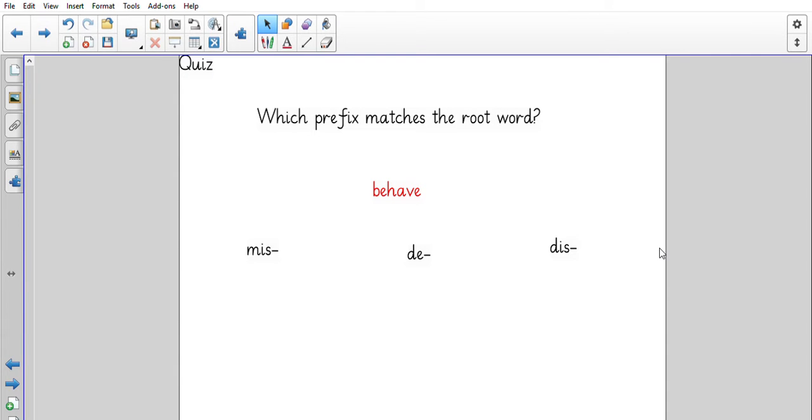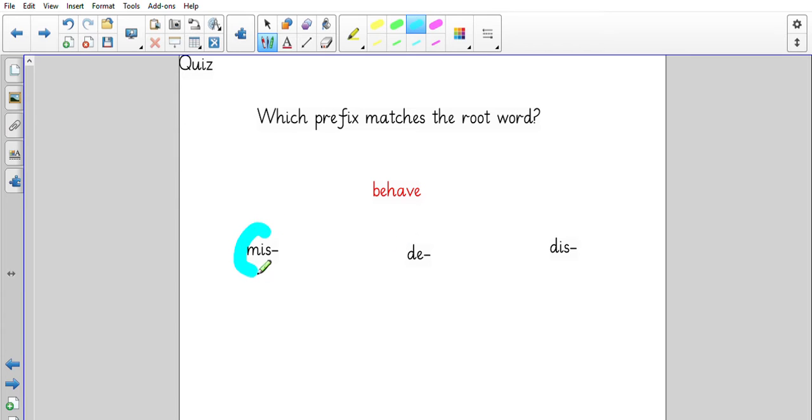So we're going to play a little quiz now. Which prefix matches the root word? So you need to get a whiteboard or a plain piece of paper, and you need to write the correct prefix that matches the root word, and I will highlight the correct answer for you. So which prefix matches the root word? So we've got behave. So is it misbehave, debehave or disbehave? I'll give you about 5 seconds.